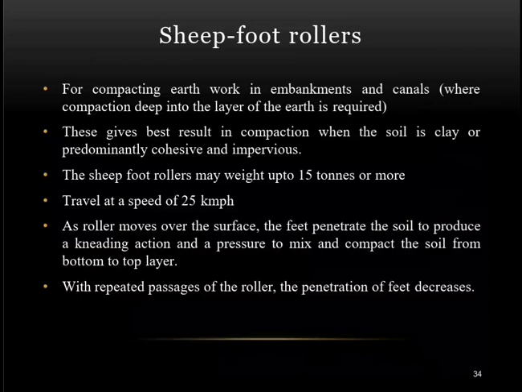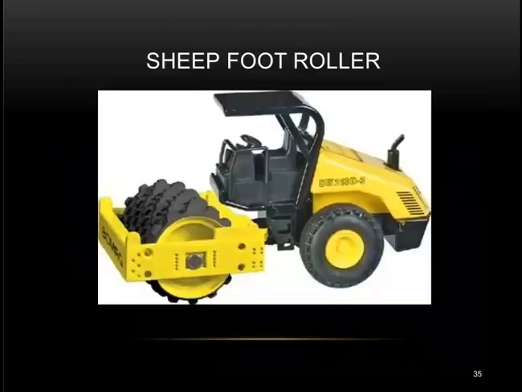The sheep foot rollers may weigh up to 15 tons or more and travel at a speed of 25 km per hour. As the roller moves over the surface, the feet penetrate the soil to produce kneading action and a pressure to mix or compact the soil from bottom to top layer. With repeated passages of the roller, the penetration of the feet decreases. So here you can see sheep foot roller.